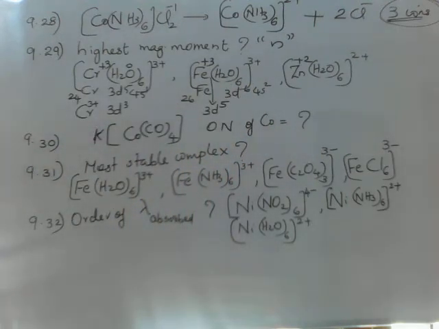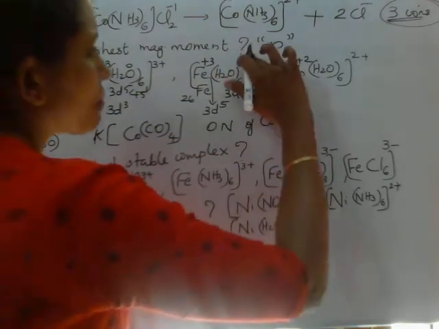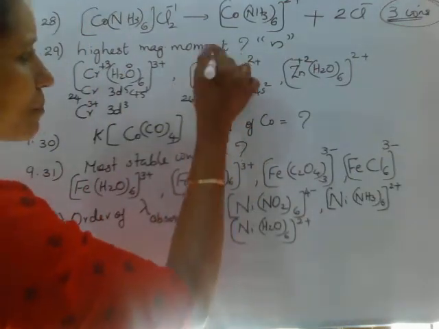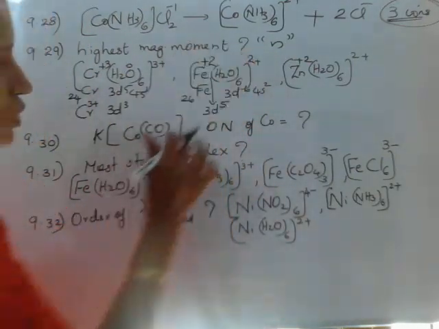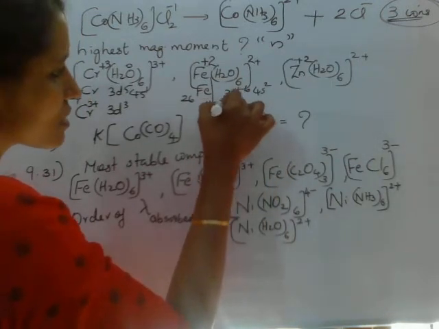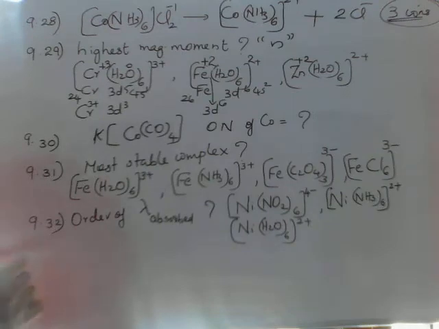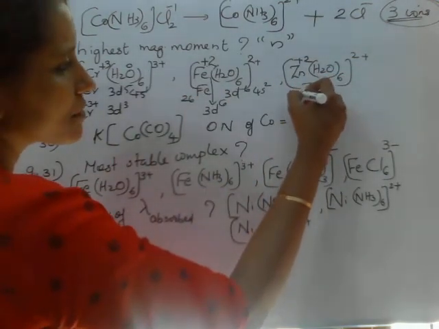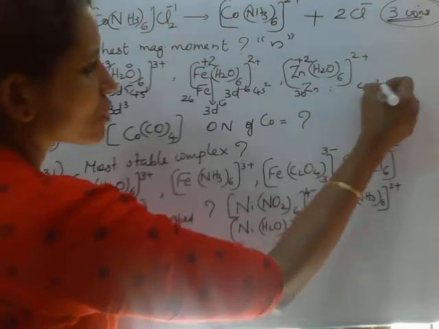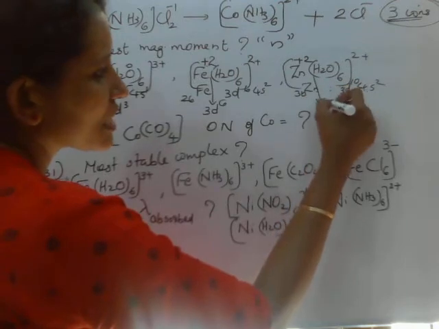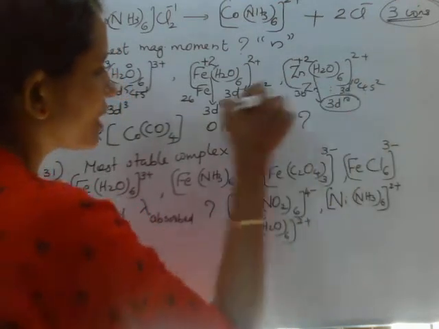[Fe(H2O)6]2+. It's not 3 plus, 2 plus is given in the question. So what will be the oxidation number of iron? +2. Iron +2. So 2 electrons gone, so 3d6 is the configuration of iron. Now zinc 2 plus, zinc atomic number 30. Electronic configuration 4s2 3d10. Zinc 2 plus, the configuration will be 3d10. So these are the electronic configurations.